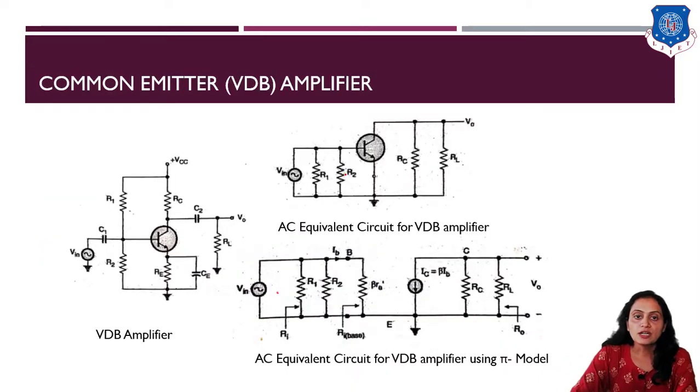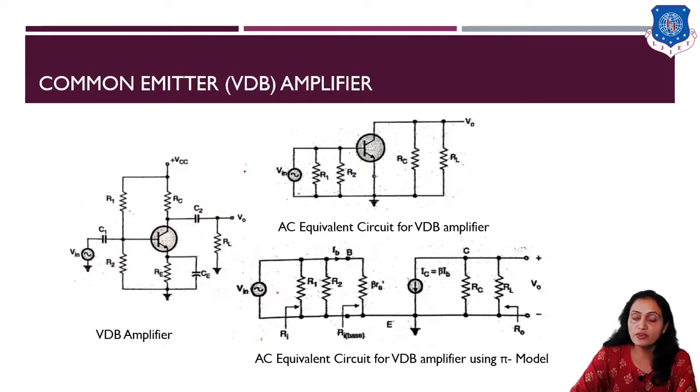The common emitter amplifier with a voltage divider biasing circuit is shown over here. This is the emitter terminal, this is the base terminal, this is the collector terminal. C1 and C2 are the coupling capacitors, CE is the bypass capacitor, R1 and R2 are for the voltage divider bias, and RC and RE are the resistors connected to the collector and emitter. RL is the load, and across the load we are measuring the output.